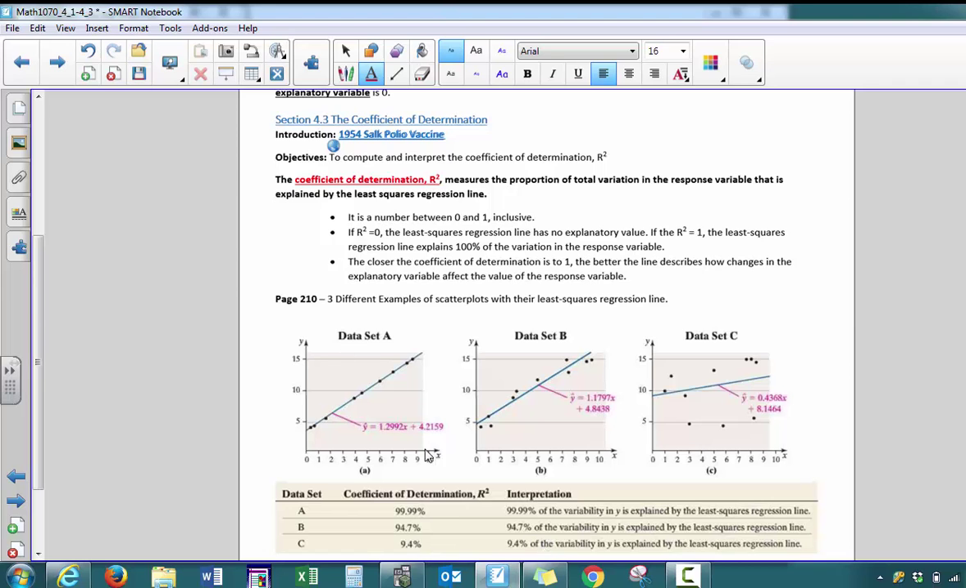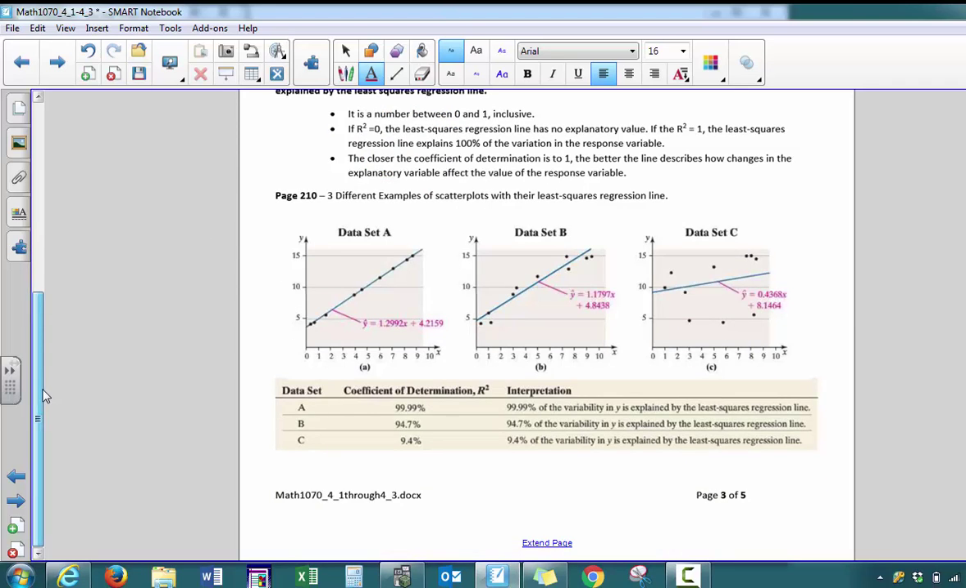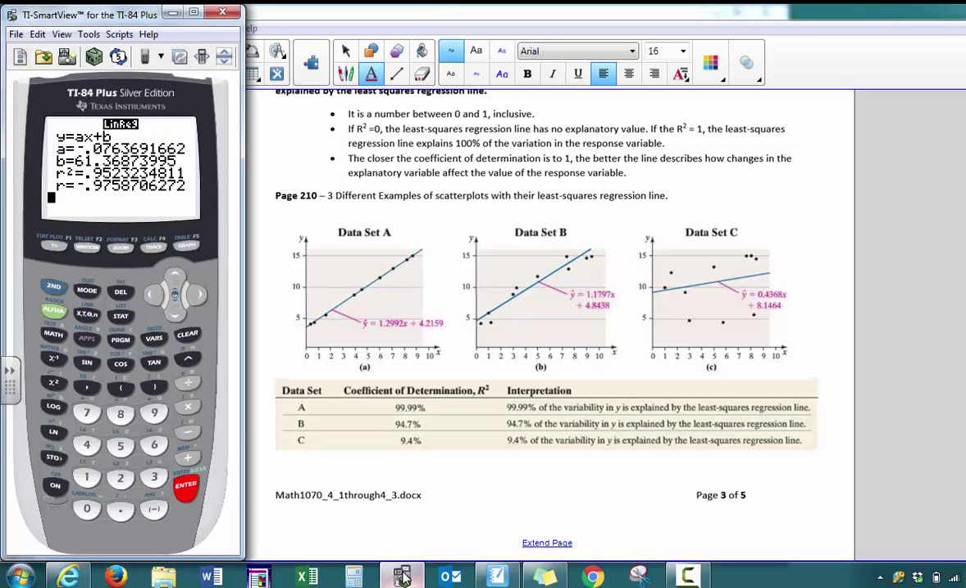And here's our interpretation. If we look at our output from our problem, our r squared value is 0.95, and we can change that to a percentage by multiplying by 100%. So we would interpret this as saying 95.23% of the variability in interest rate is explained by this least squares regression line, which means this line does a very good job at predicting values.